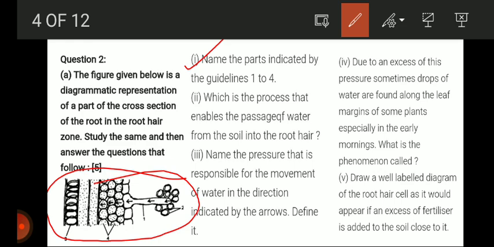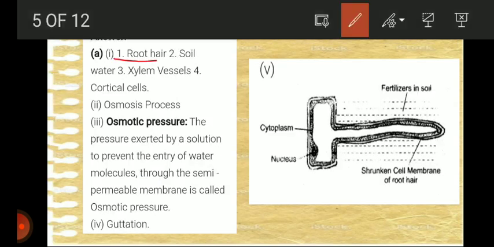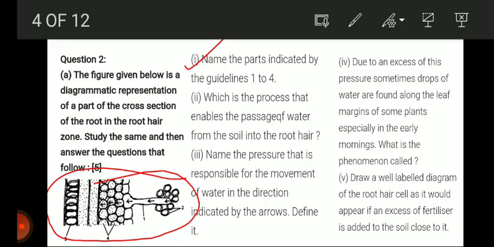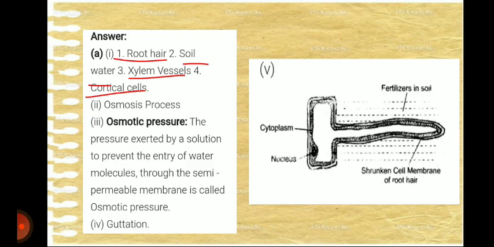1 is root hair, 2 is soil water, 3 is xylem vessels, and 4 is cortical cells. Just once again look at the parts. Here is the 1. So it's root hair.